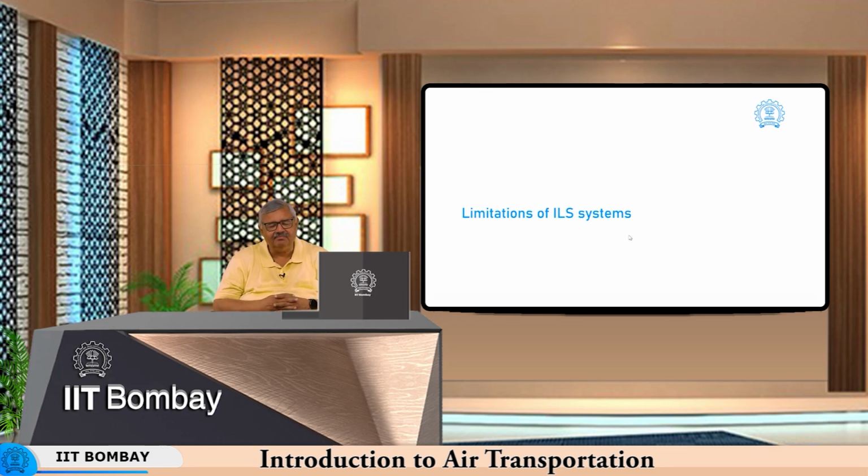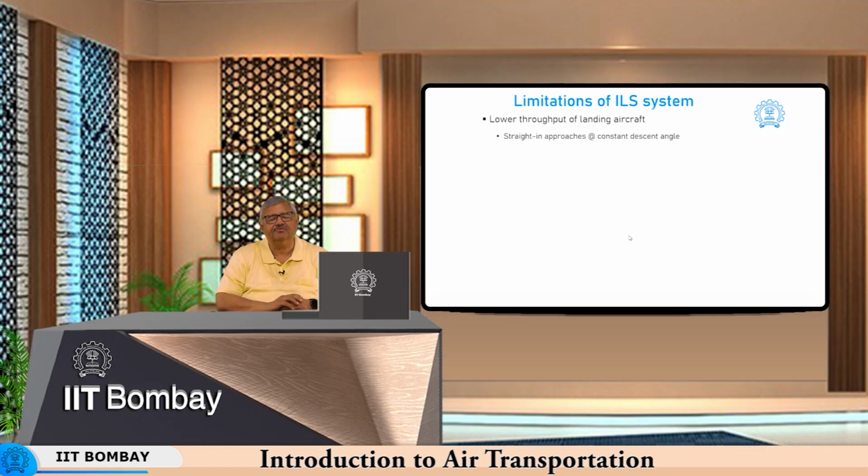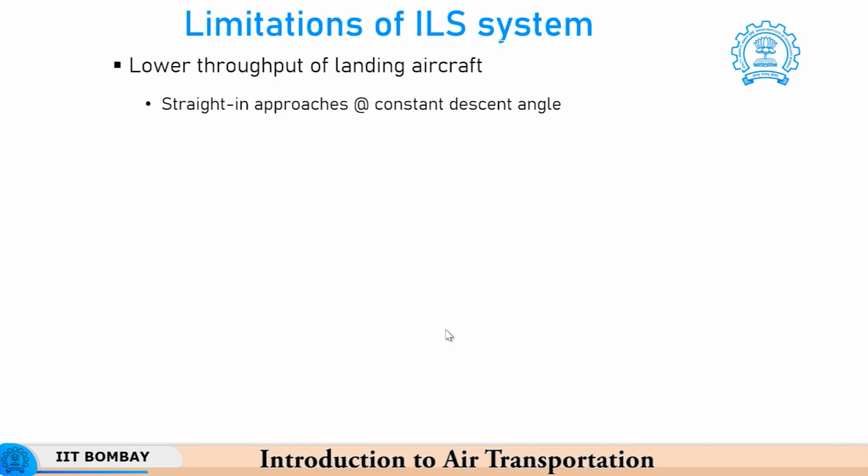Now, let us look at some limitations of the ILS system. The first and the foremost, an ILS system makes the aircraft come in a straight path along the landing. So, about 100 nautical miles or more beyond the airport, you have to align yourself with the runway center line, plus the angle at which you come is also constant, and it is the same for all the aircraft. Various aircraft types come in at the same angle at any particular runway having an ILS system.